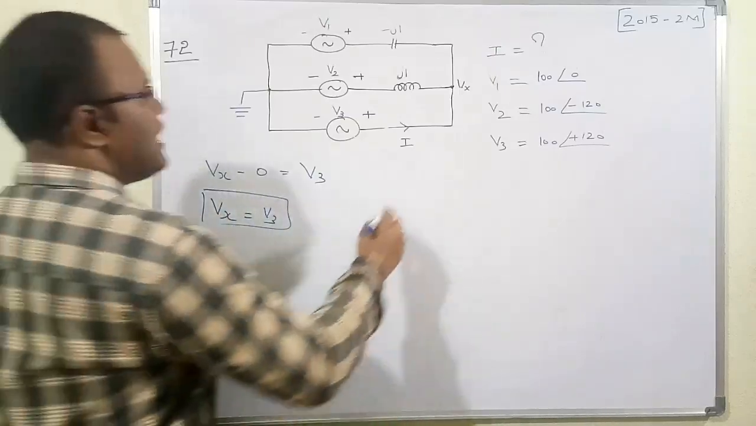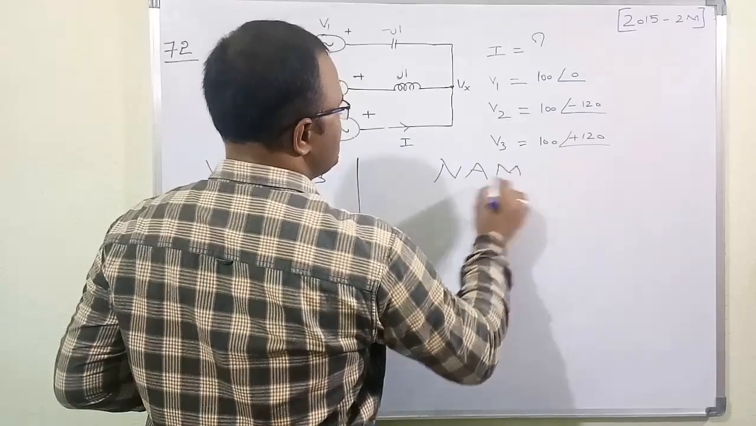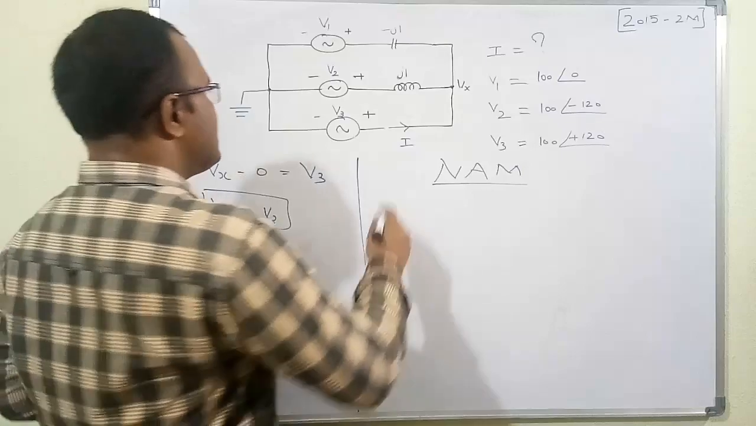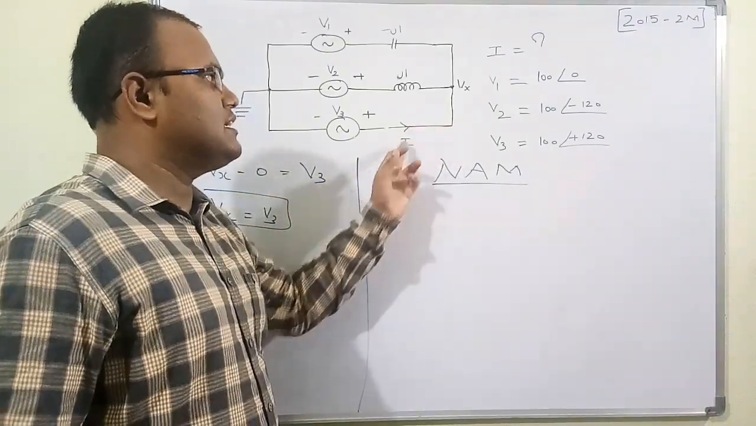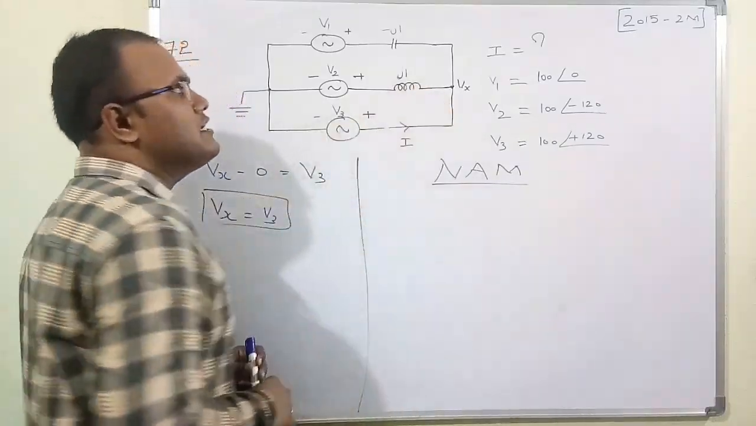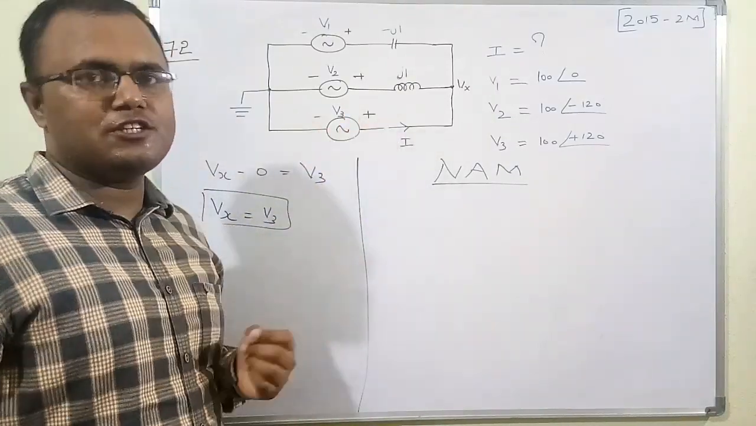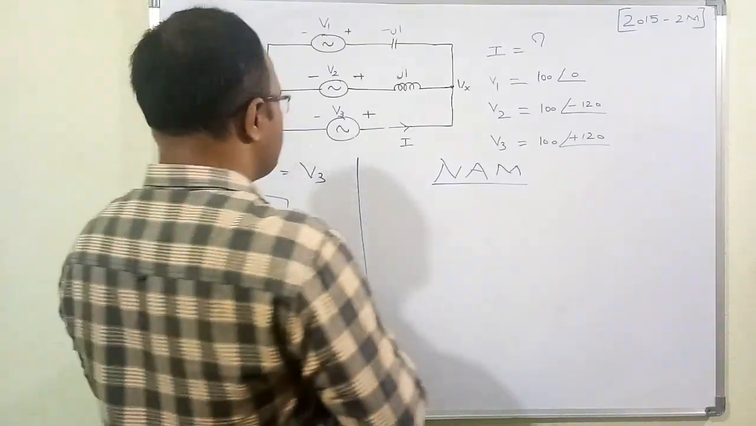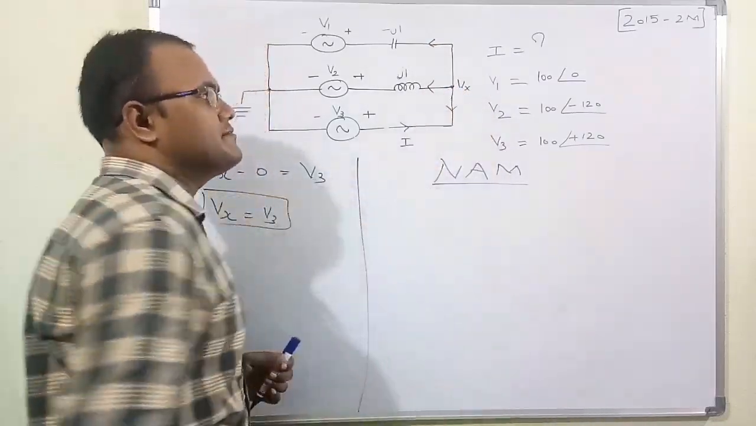So now we will do it by the nodal analysis method, NAM, which means nodal analysis method. By nodal analysis, the direction of the current is already given into the node. The sum of all the currents leaving a particular junction is 0. So I am assuming the current is leaving in this branch, and in this branch also.